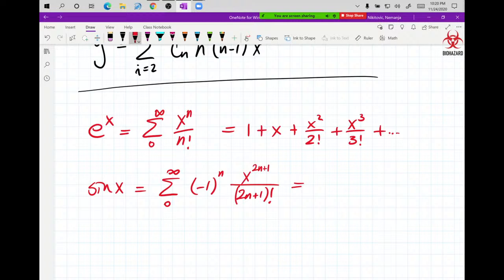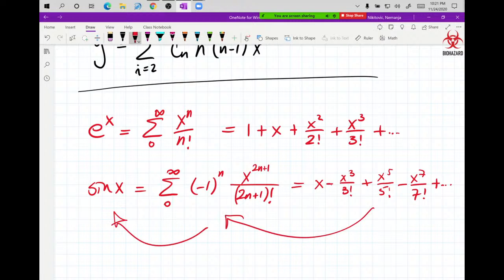All right, so what do we see here? We see x minus x cubed over 3 factorial plus x to the 5 over 5 factorial minus x to the 7 over 7 factorial plus dot dot dot going forever. When you catch a glimpse of this type of power series, you know it's sine x, because that would collapse into this, and then this equals that.